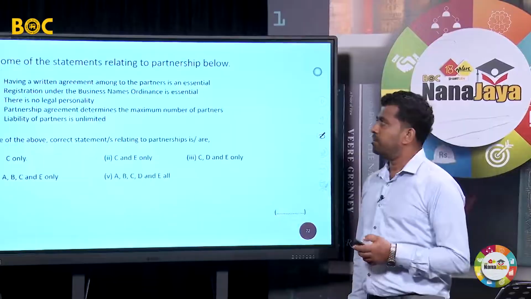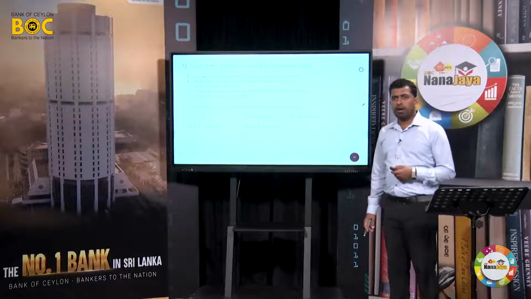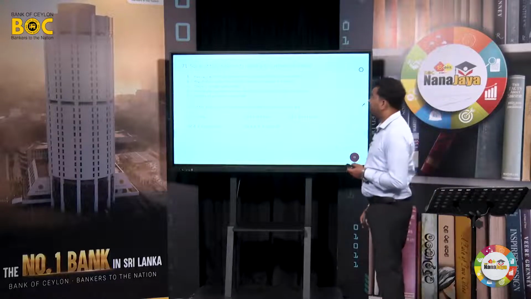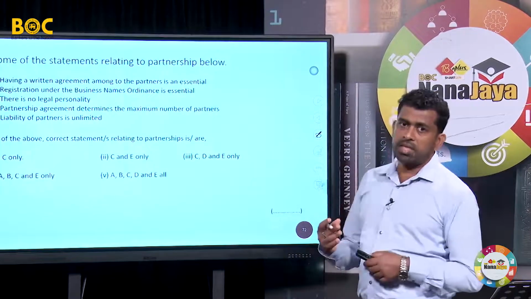Question number 71. Some of the statements related to partnerships are given below. Select the correct statement or statements related to partnership. We have to select correct statements in relation to partnerships. Having a written agreement among the partners is essential. An agreement can be made in 3 forms: a verbal one, a written one or an implied one. Registration under the Business Names Ordinance is essential. Registration is not compulsory.